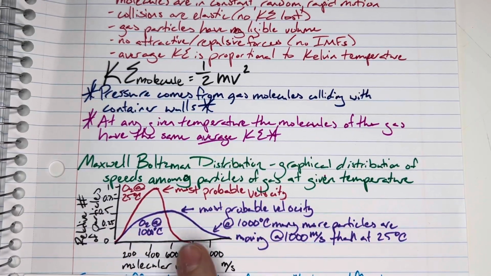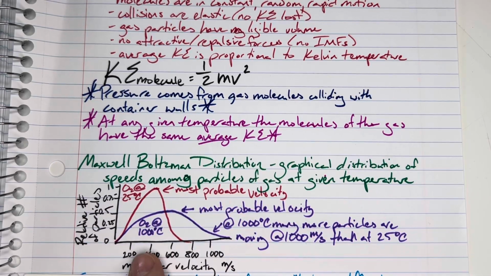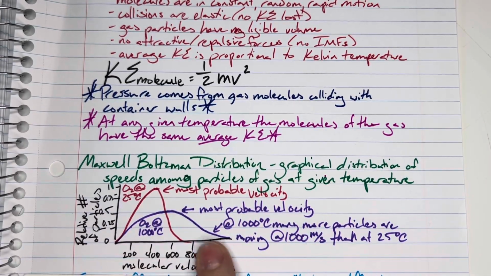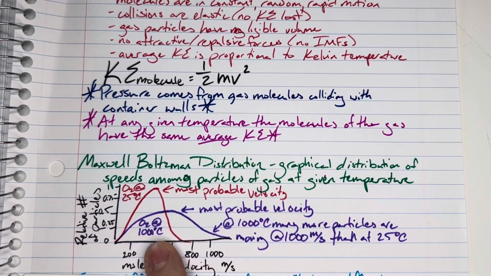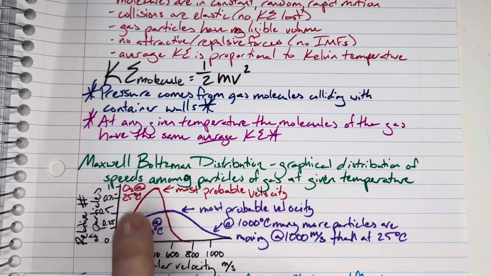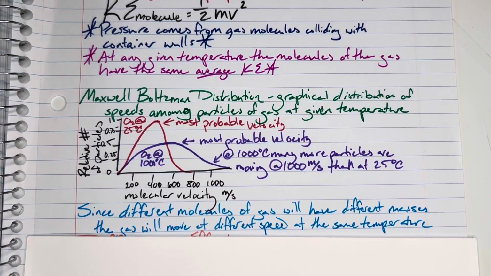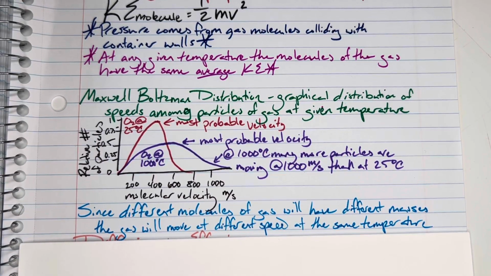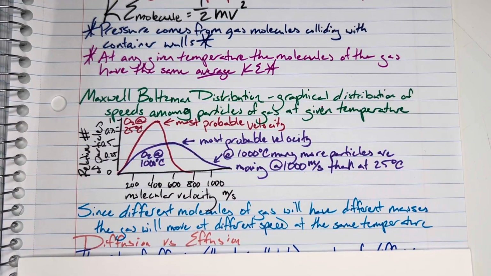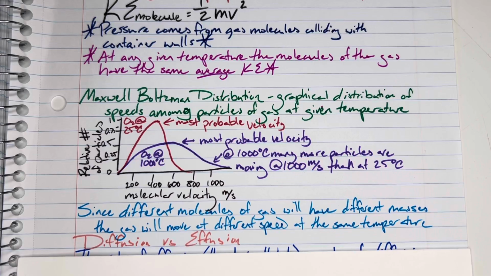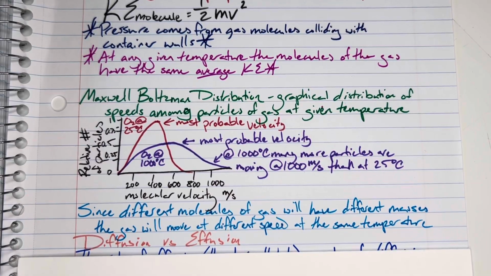And then a thing to note is going to be that we have a distribution curve here, and we have substantially more oxygen molecules moving at 1,000 meters per second at 1,000 degrees Celsius than we do at 25 degrees Celsius. Since different molecules of different gases are going to have different masses, the gas will move at different speeds at the same temperature. So if a gas is going to be heavier or lighter, we are going to have different speeds experienced by those different gas molecules at the same temperature.